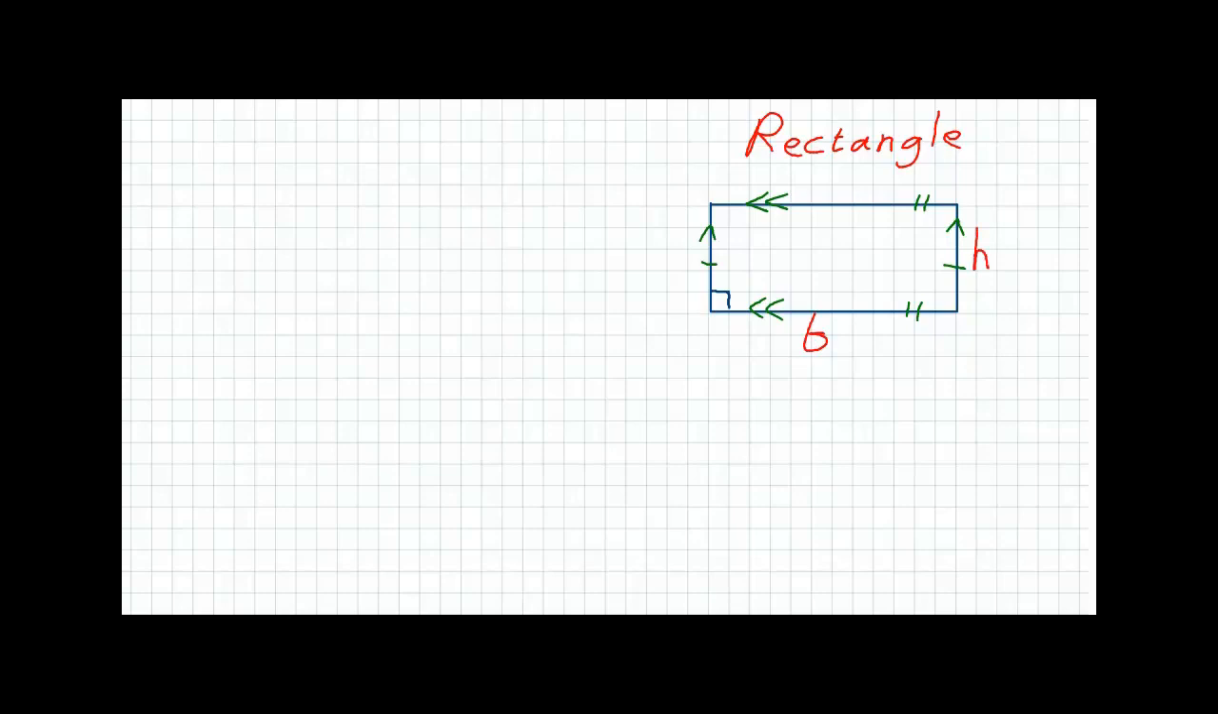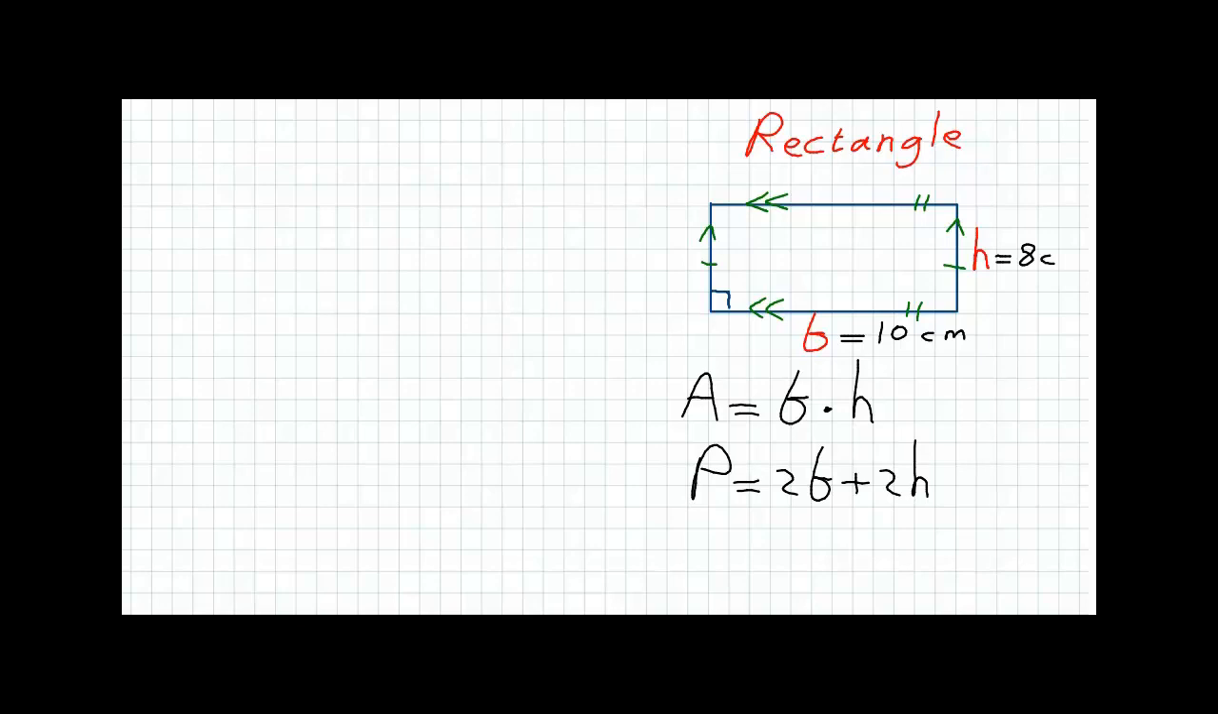To find the area for a rectangle, we multiply the base times the height. And to find the perimeter, we add double the base plus double the height. For example, suppose that for this rectangle, the base is equal to 10 centimeters and the height is equal to 8 centimeters.